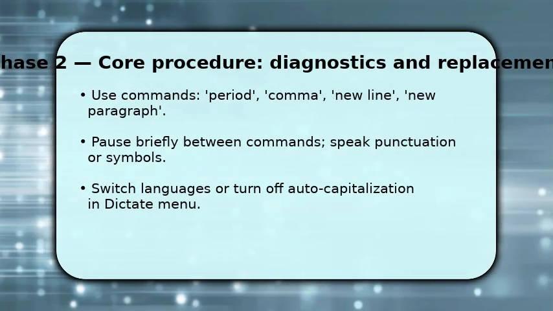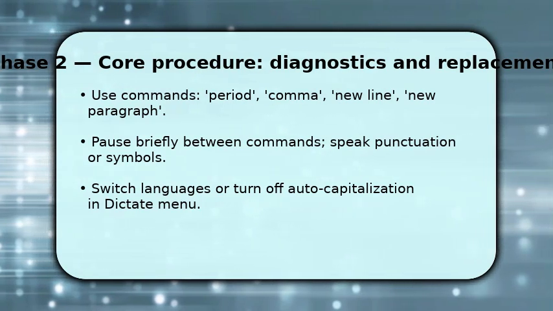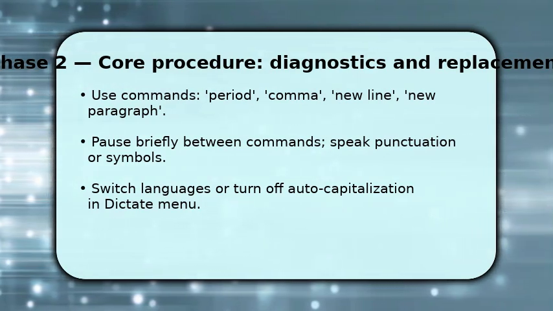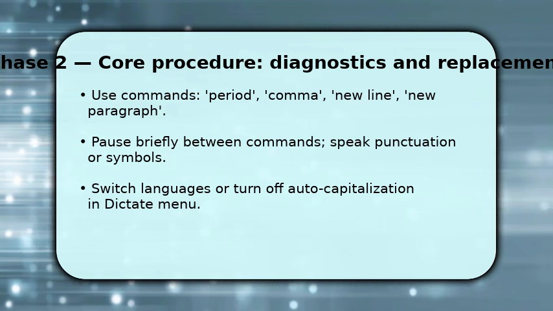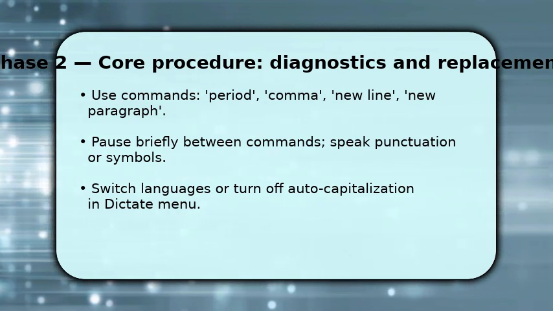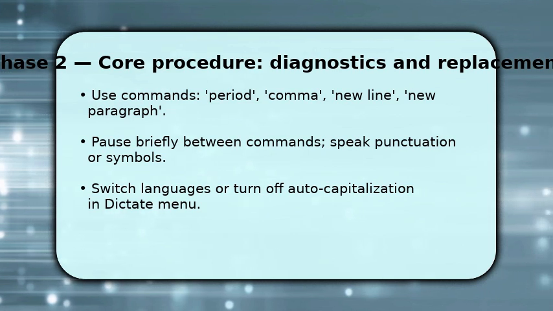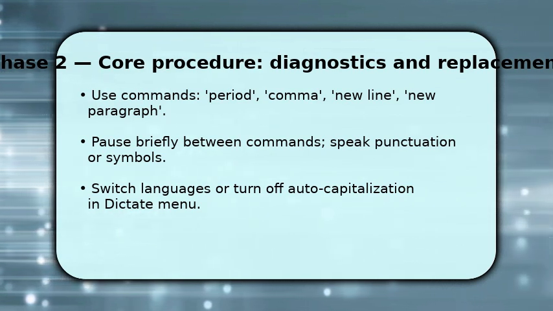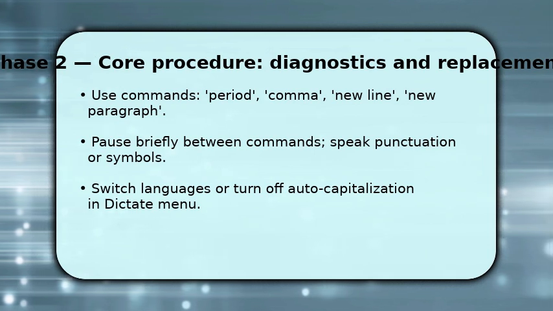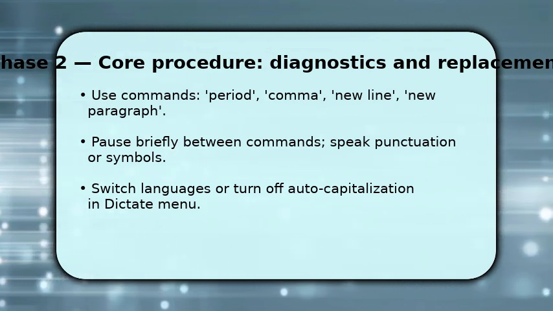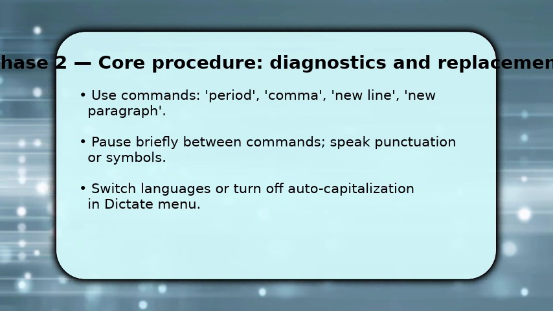Now you'll focus on precise control and punctuation so text comes out clean. You should speak punctuation words: period, comma, colon, or say new line to break lines. Pause briefly after commands. This prevents words from running together. If you need symbols, say percent or dollar sign. Use the Dictate menu to change language or disable auto-capitalization for acronyms.